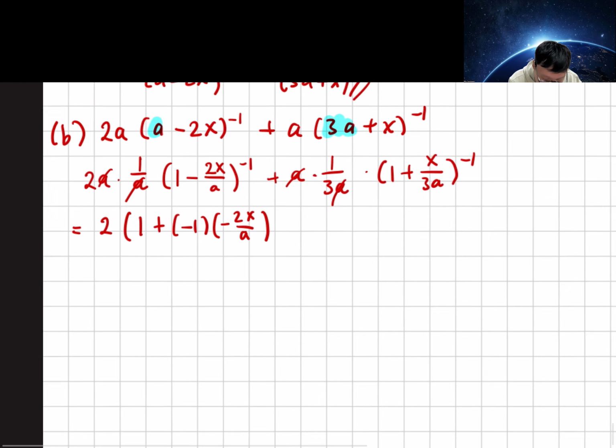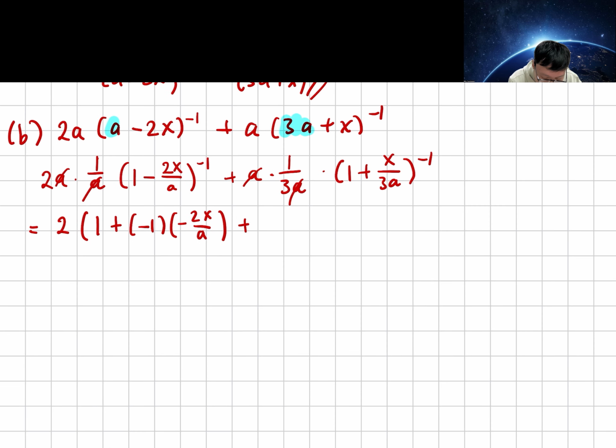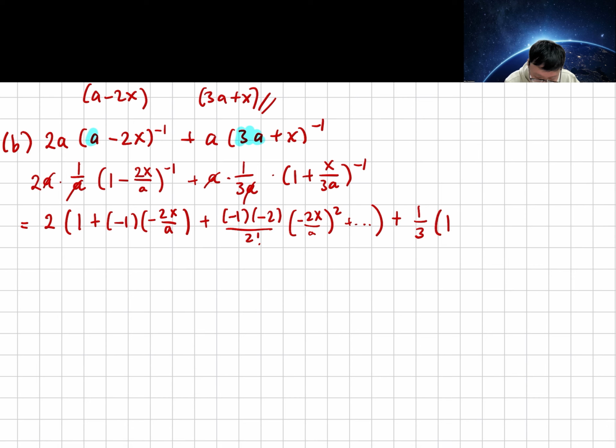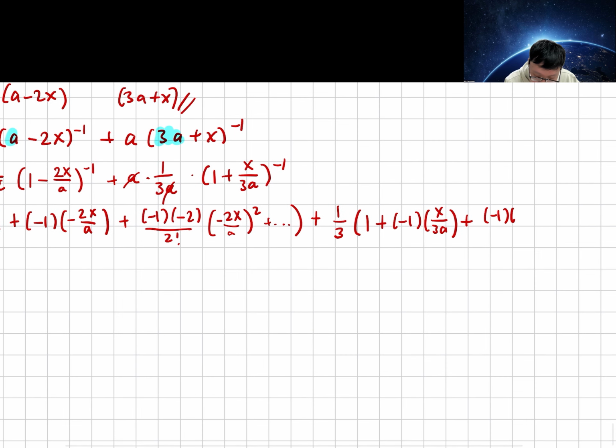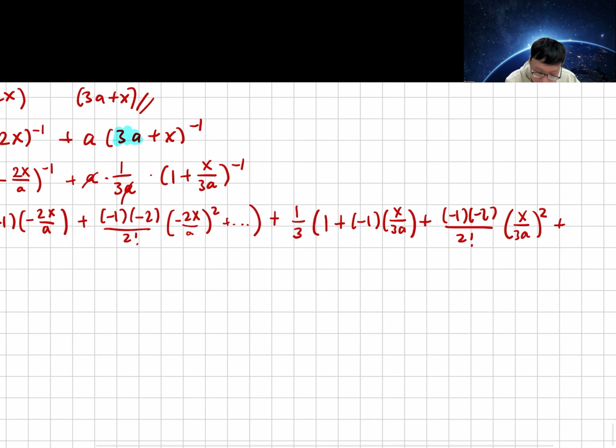Okay. So, plus n, which is minus 1, and then decrease by 1, minus 2 over 2 factorial, and then (minus 2x over a) squared. And then we stop there because we don't need the x cubed and stuff. Plus, we have 1 over 3, and then we have the expansion 1 plus nx, which is minus 1 times x, so minus x over 3a, plus minus 1 times minus 2 over 2 factorial, and then (x over 3a) squared, and so on. We don't need the rest.